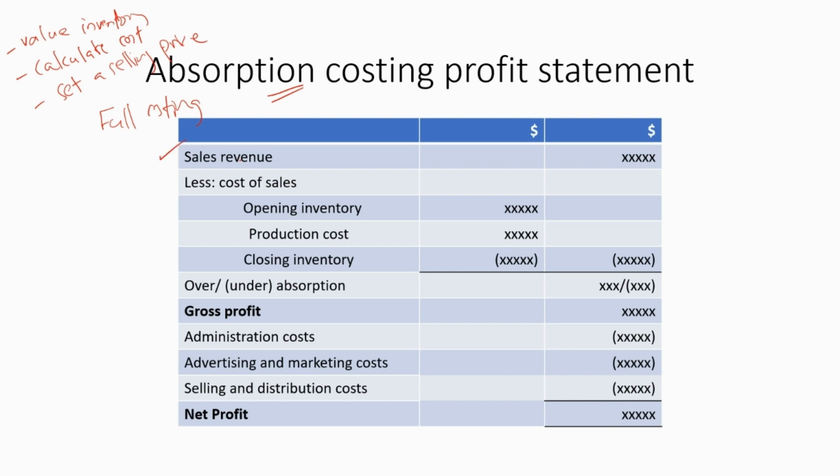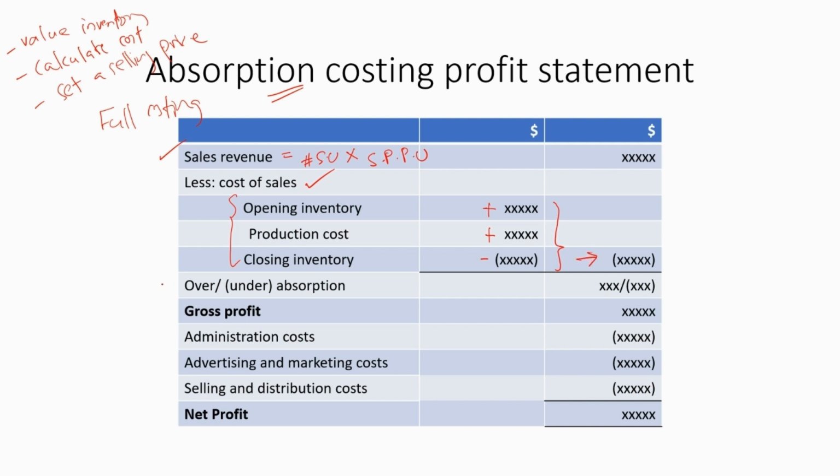Sales revenue. This is easy to calculate. This is the number of sales units multiplied by the selling price per unit. And then the cost of sales has to be deducted from the sales revenue. It consists of these three segments: opening inventory, production cost and closing inventory. We add the opening inventory and production costs, then deduct the closing inventory. So we can calculate the cost of sales figure, which is this.